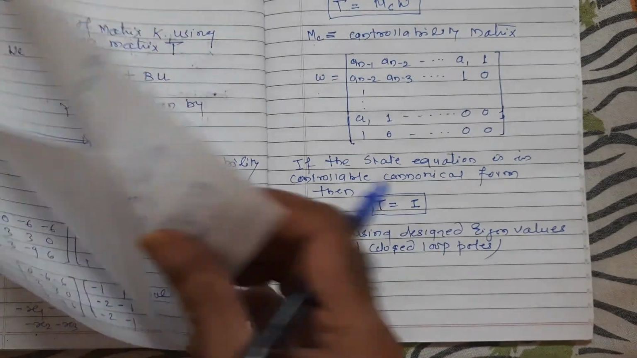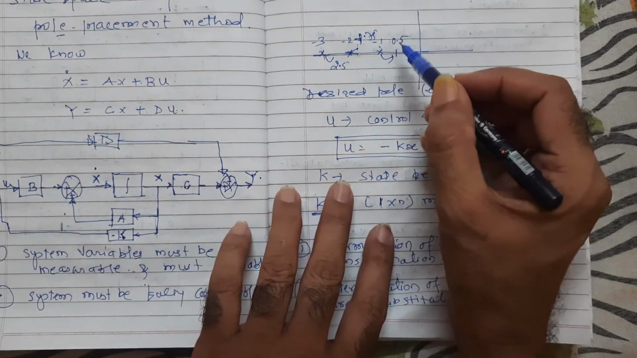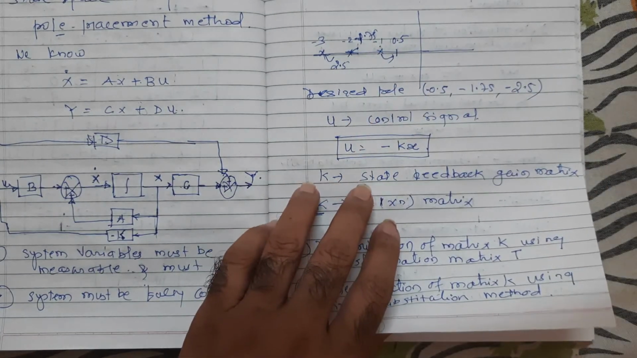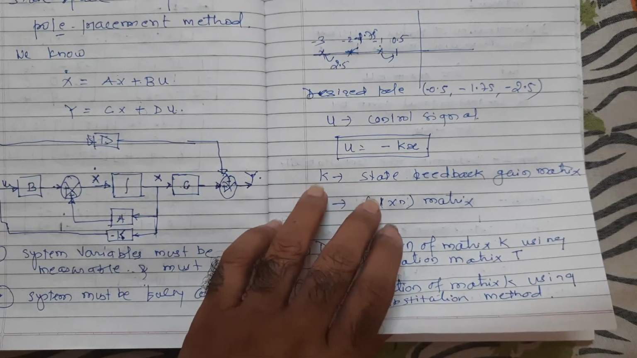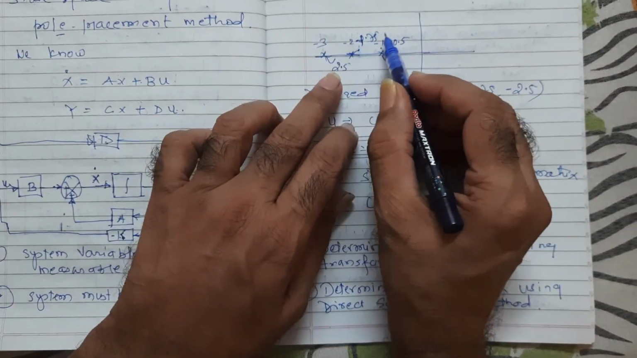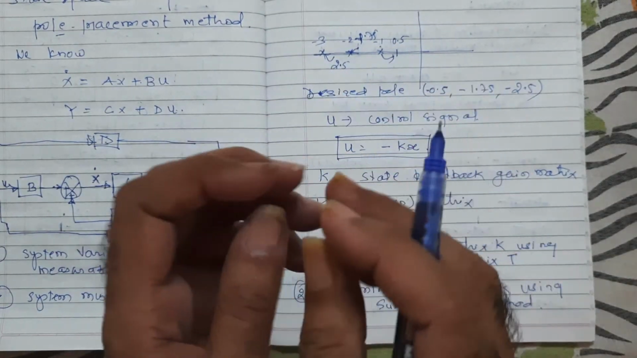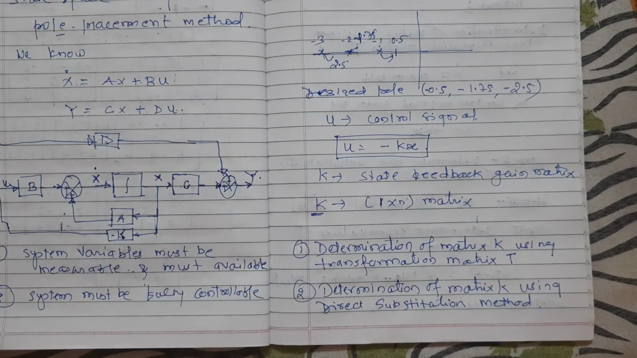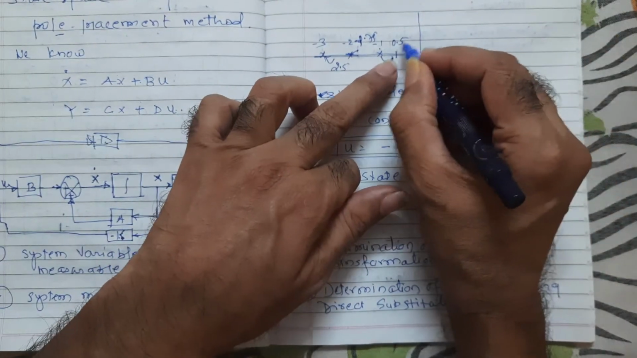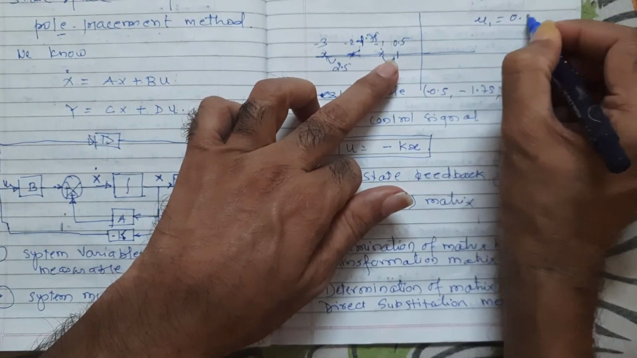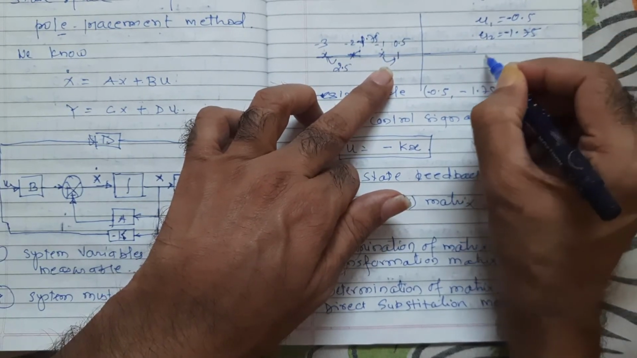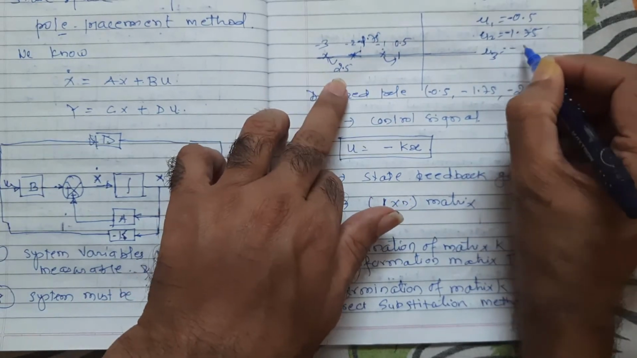Now see here in this one, 0.5, 1.75 and 2.5, these are my desired poles. So we will use these. Let's say these 0.5, 1.75 and 2.5 are my desired values. I want my poles to be shifted to these values. So mu1 is equal to 0.5, mu2 is equal to 1.75. Sorry, this is minus, and mu3 is equal to minus 2.5.